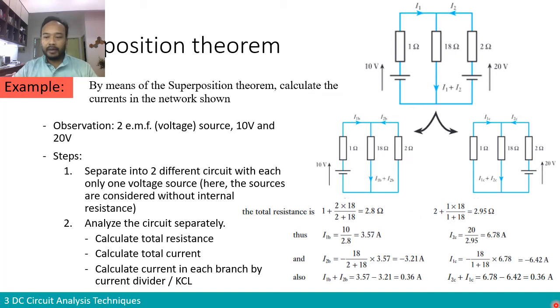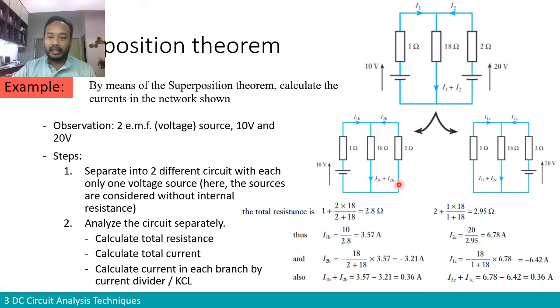So now what we can do is analyze them separately. For example, let's have a look at this first one. What we are looking for in the question is to calculate I1, I2 and I1 plus I2. But in the separated circuits, I'm going to call them, for example, here I1B, I2B, and therefore I1B plus I2B. Here I'm going to call them I1C, I2C, and I1C plus I2C.